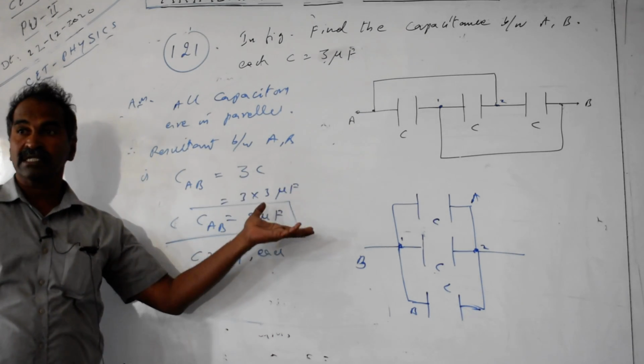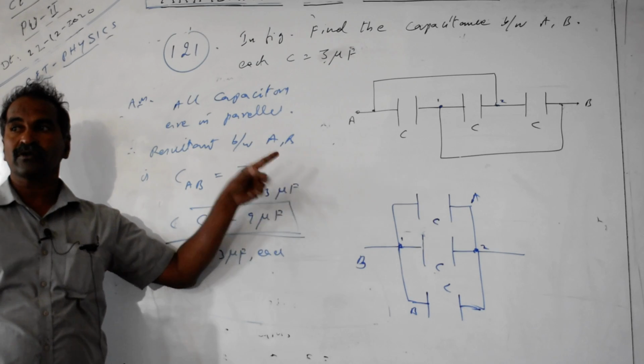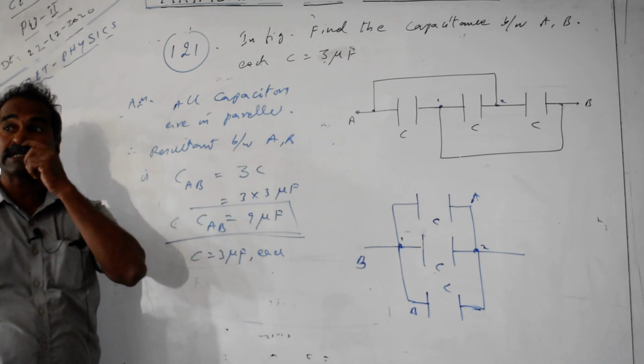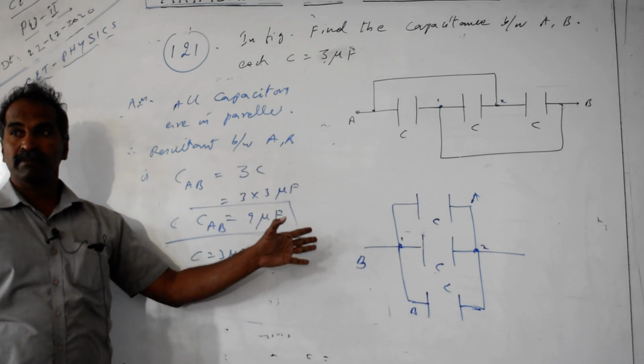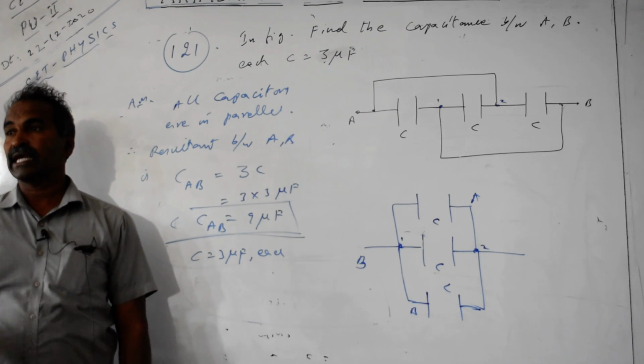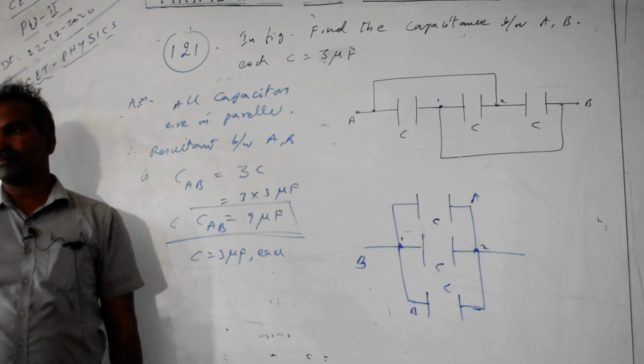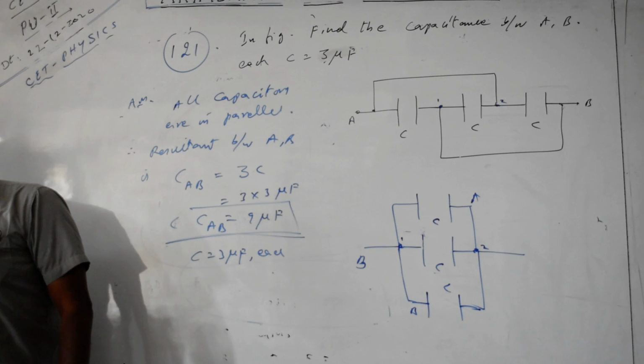Similarly, you will get the resistors connections in a later topic. There also you have to take all in parallel. But parallel resistors is R by 3. For parallel capacitance it is NC, and for resistors it is R by N. N is 3 capacitors here.